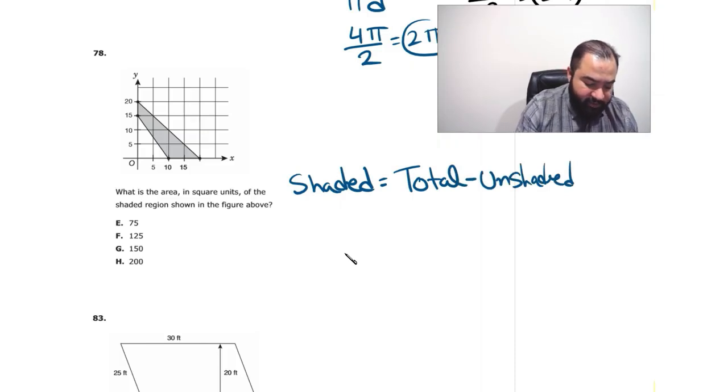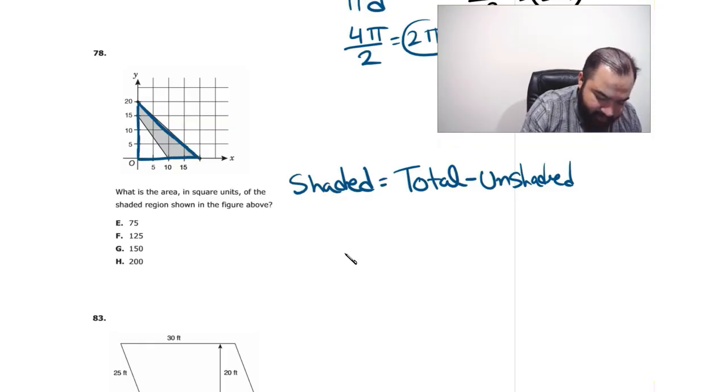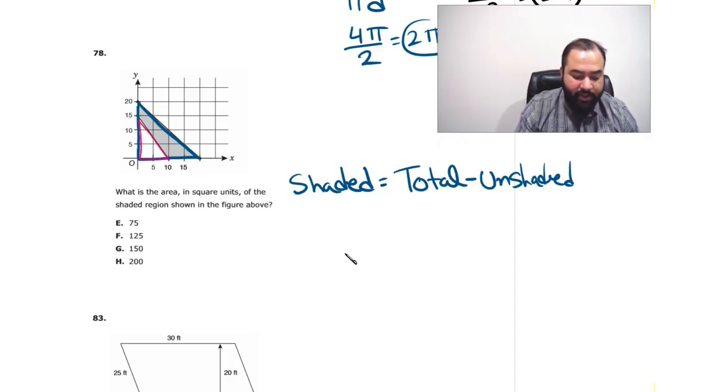Now, what do you mean by total? So I can target this triangle here, a big triangle. You see the blue triangle? From the blue triangle, if I just subtract out this baby right triangle, that leaves me with the shaded region, right? So what we can do is find the area of the big triangle.